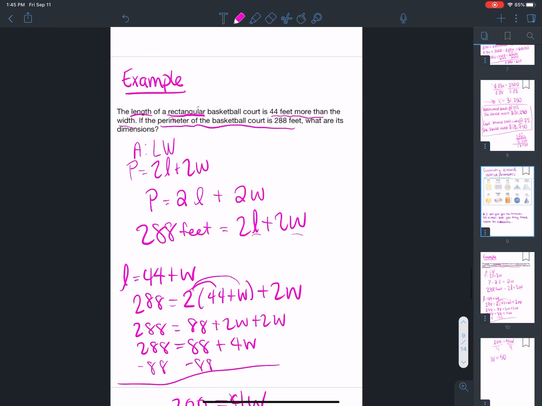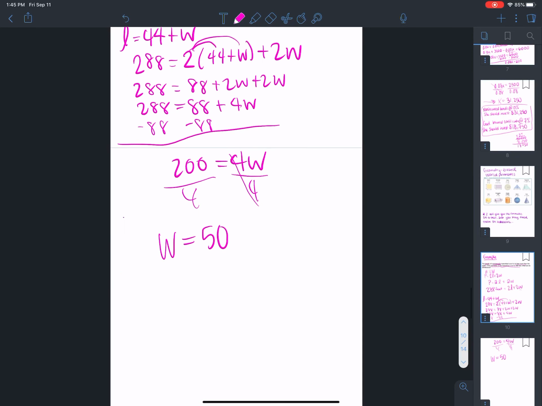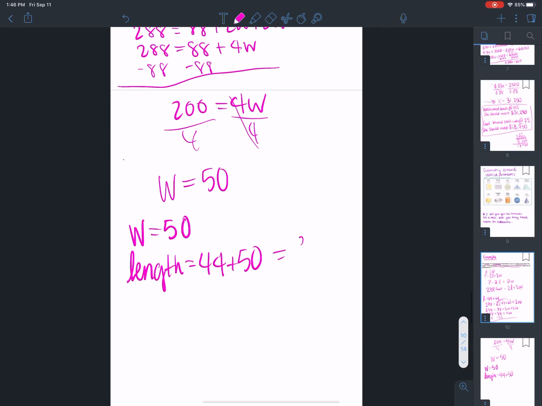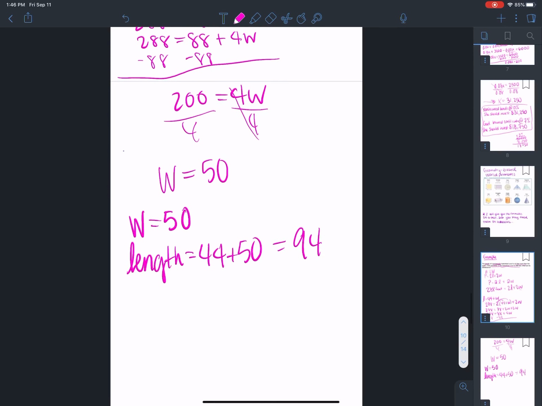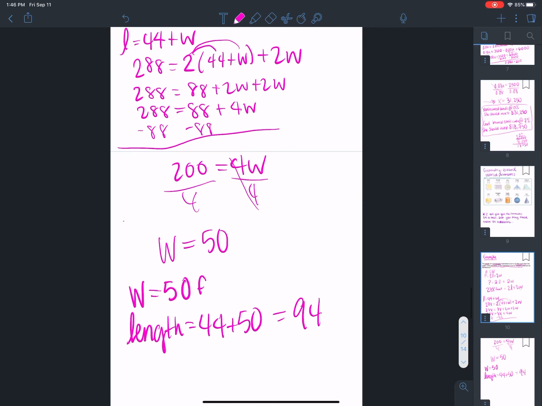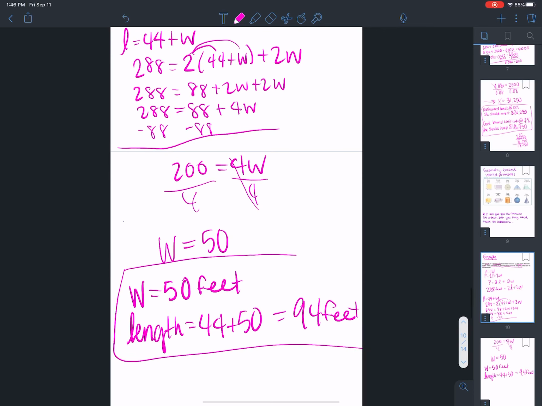It asks you, what are its dimensions? So it wants to know width, and it wants to know length. So you say W equals 50, and length is 44 plus 50, right? Which is 94. So make sure you include units. It gave you perimeter is 288 feet, so feet. These are your answers.